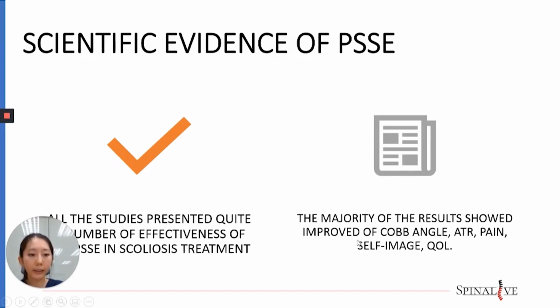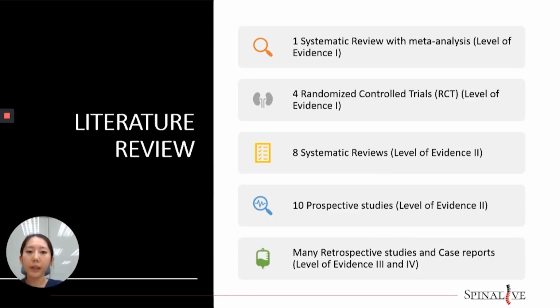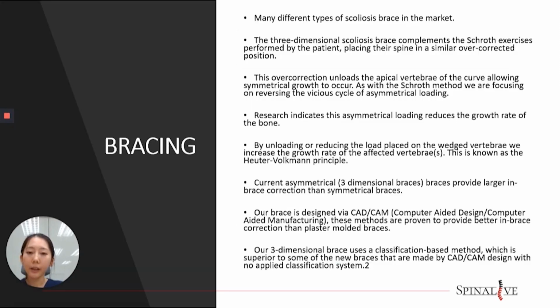Okay, so all these have scientific evidence to support, and a lot of times you see an improvement in Cobb angle, axial trunk rotation, pain, and also how aesthetically they will look better, and improvement in the quality of life. Okay, so all this information is available on the internet. You can actually check. There's a lot of information on how Schroth exercises can actually help.